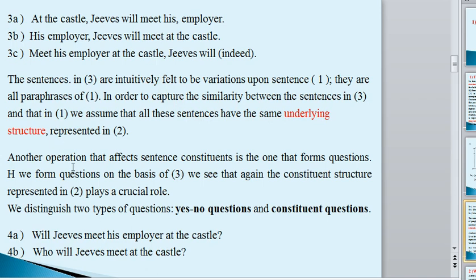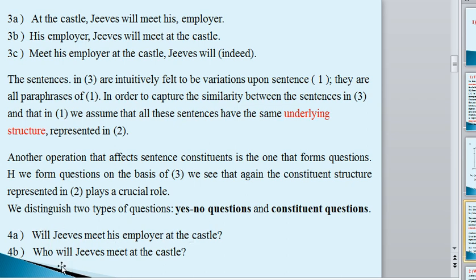Another operation, for example, that affects sentence constituents is the one that forms questions. When we have a question sentence, we again change the places of the words. You see here, we have two kinds of questions, yes-no questions and constituent questions. See number 4a, will Jeeves meet his employer at the castle? It's a yes-no question. We change the places of Jeeves with will. We put this auxiliary at the first part of the sentence. This is a yes-no question.